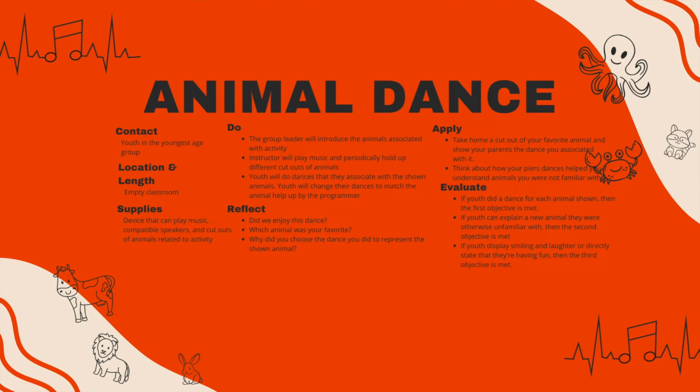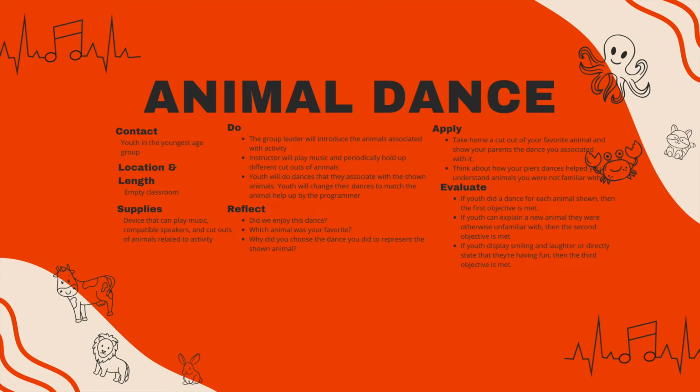The instructors will play music and periodically hold up different cutouts of animals. The youth will then do a dance that they associate with the animal that is shown. Youth will change their dances to match the animal held up by the programmer. Our reflection for this will be rather simple. Did we enjoy the dance? Did we have fun acting out the animals? What animal was our favorite, and why was that animal our favorite? And lastly, why did we choose to use this dance to represent the animal that was shown? How do we display our knowledge in a physical manner?